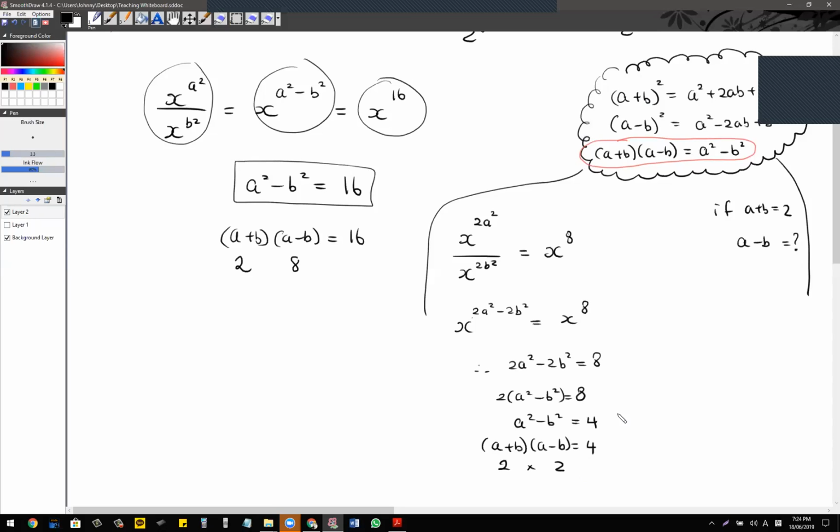Okay, what did you get? a minus b is 1, I think. Have a look at this here and compare it with yours.